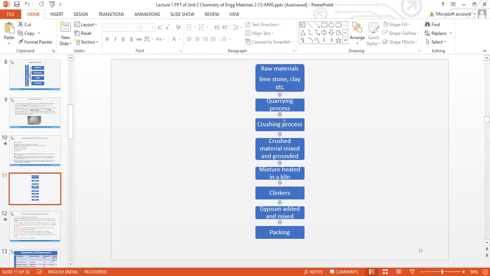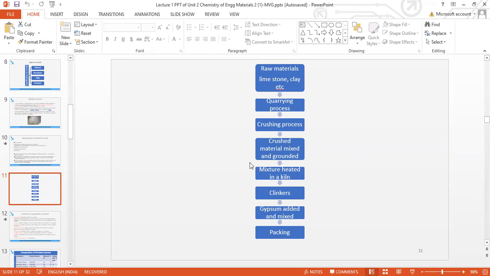Then we have reduced it to the powder form. The stone we have crushed to the small powder form. Then we have mixed all the material and then we have ground it still further. We have ground it to small particles. Then the mixture is heated in a kiln.